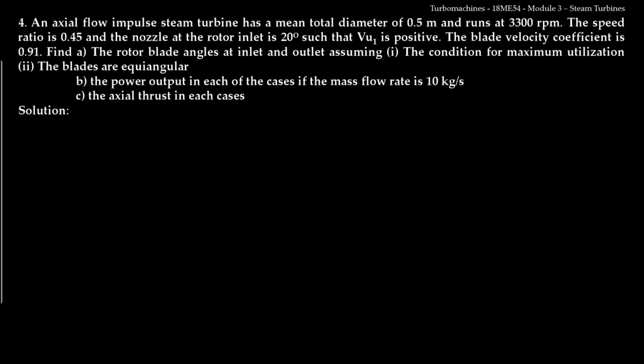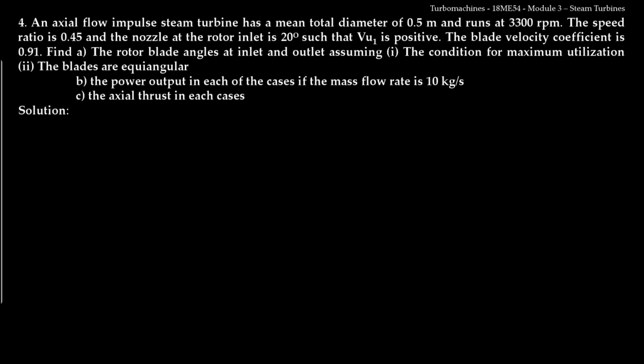Find A. The rotor blade angles at inlet and outlet, assuming 1. The condition for maximum utilization, 2. The blades are equiangular. B. The power output in each of the cases if the mass flow rate is 10 kg per second. C. The axial thrust in each case.